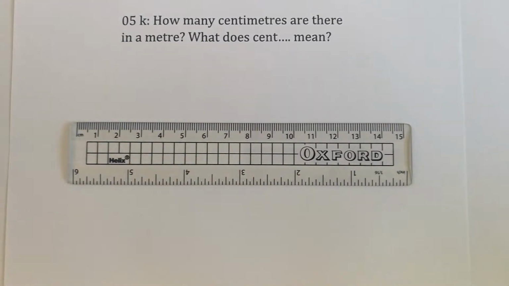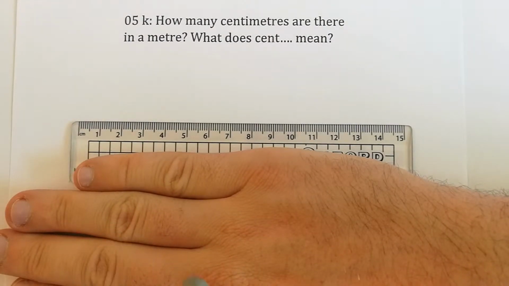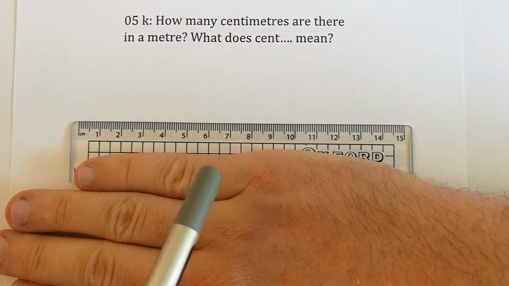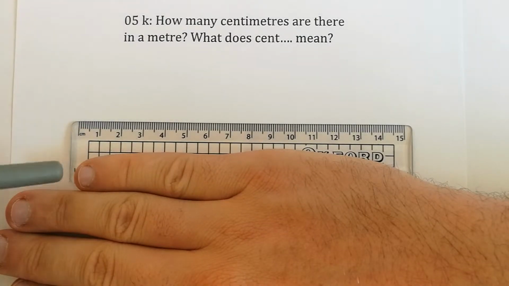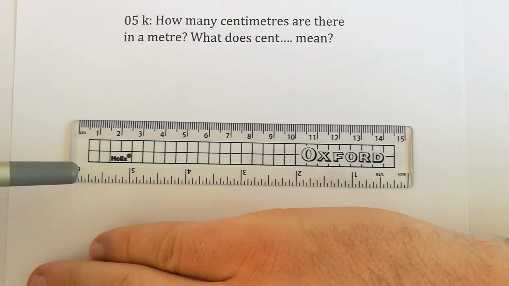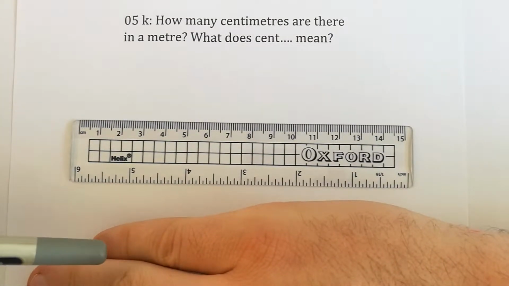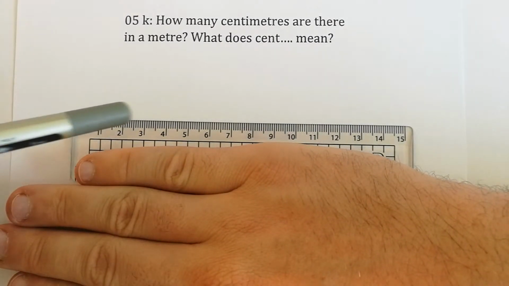I have here a ruler, and along the top there are centimetres, and along the bottom are inches. We're not going to bother with inches. We don't need to know those for this question. I'll put a little link at the end of the video where we look at converting centimetres to inches all the way through to yards. But don't worry about that for now. We're going to look at the centimetres.